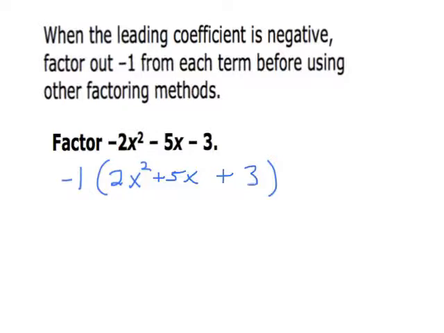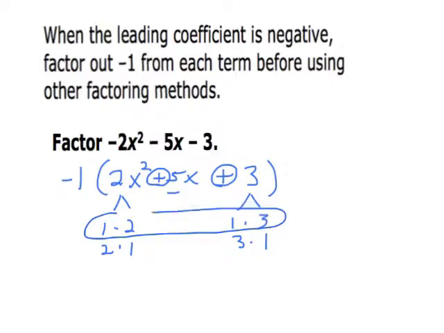Now, at this point, we're just going to factor as what we've done before. So 1 times 2, 2 times 1. Over here, 1 times 3, 3 times 1. Notice everything's positive. Why? Because this is positive and that's positive. Now, I want to come up with a 5. So let's see. 1 times 3 is 3. 2 times 1 is 2. 3 plus 2 is 5. Okay, guess what? That's our factors right there.